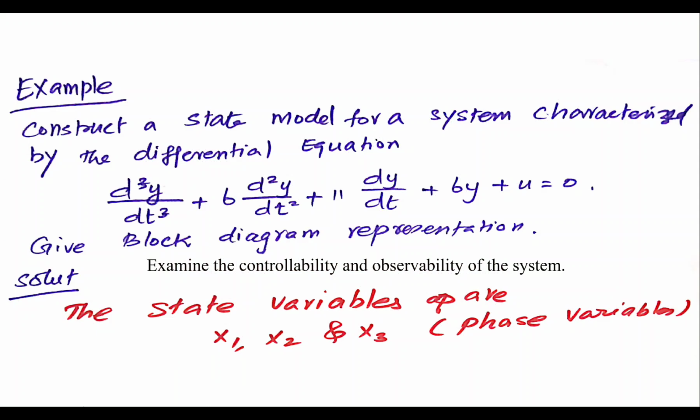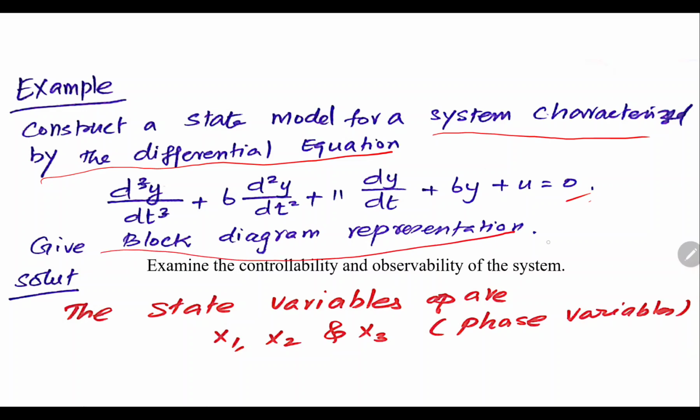The problem statement is: construct a state model for a system characterized by the differential equation d cube y by dt cube plus 6 d square y by dt square plus 11 dy by dt plus 6y plus u is equal to 0. Give block diagram representation, and also we are going to examine the controllability and observability of the system.